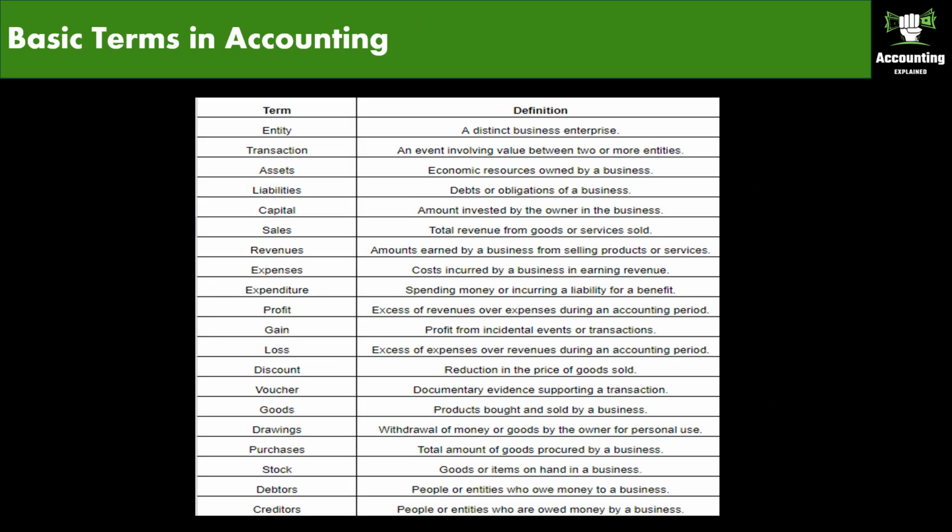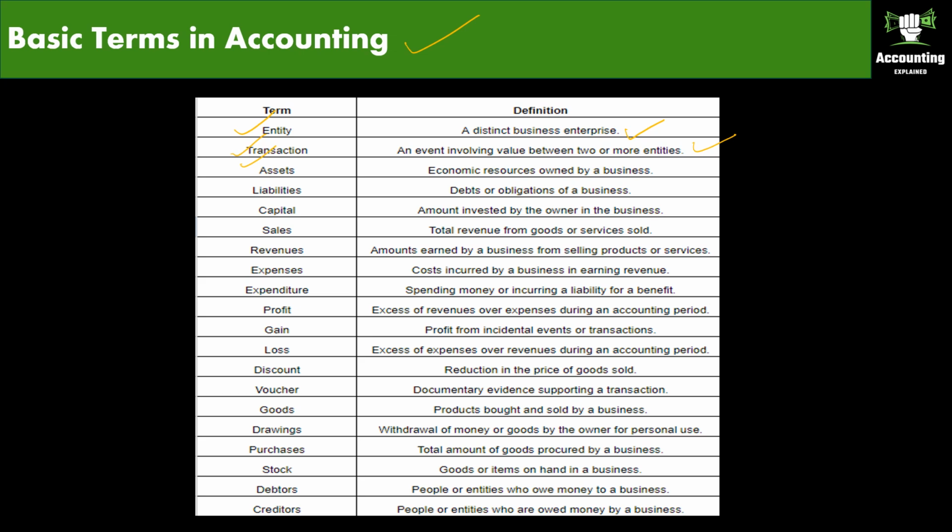We'll see about the basic terms used in accounting. First, what is an entity? A distinct business enterprise is called an entity. Transaction, an event involving value between two or more entities. So there should be an event and there should be two or more entities involved in it.